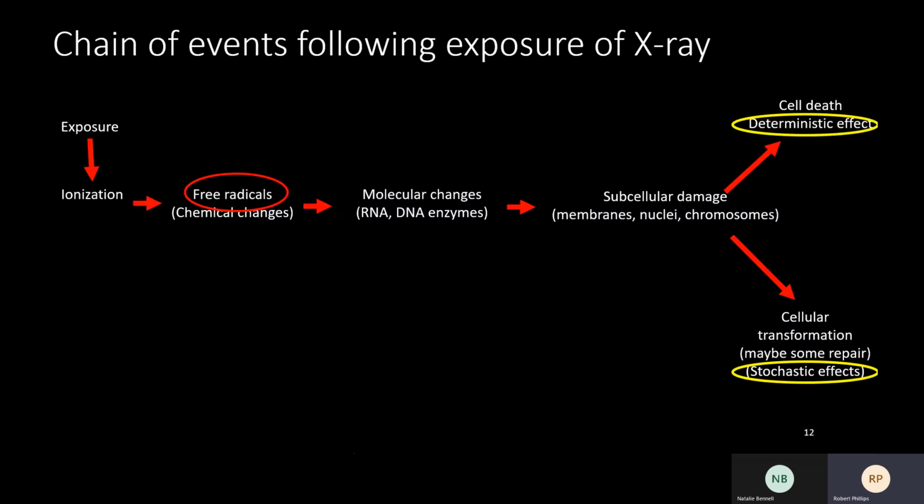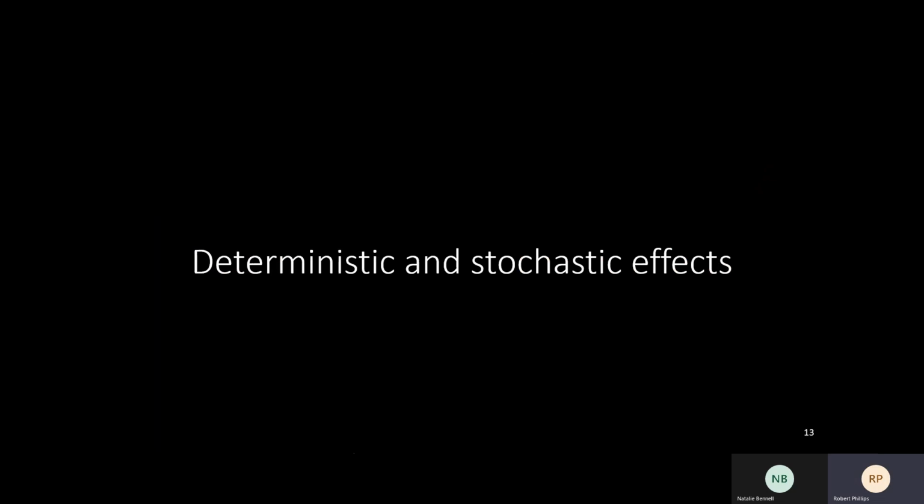Conditions caused by cell death are known as deterministic effects, and the conditions caused by cellular transformation are known as stochastic effects. So what actually are deterministic and stochastic effects? Let's talk about this.